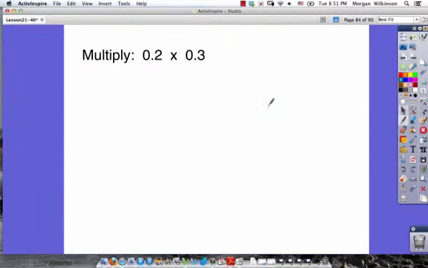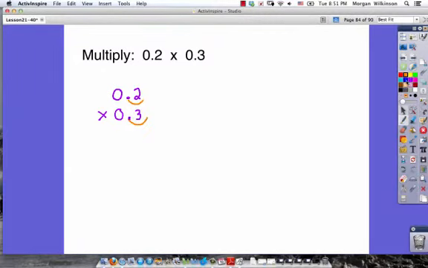Here, we're multiplying 0.2 times 0.3. We're multiplying this time, so our process is a little bit different. What we're going to do is move the decimals out of our factors. So we've got 0.2 times 0.3. Step 1, remember from our last lesson? We move the decimal out. So we're going to get once, twice. We moved it out twice.